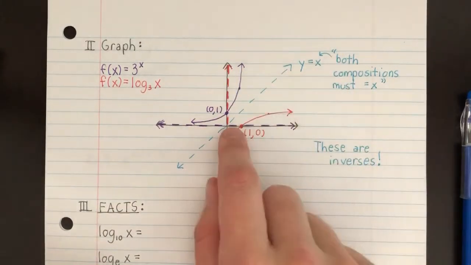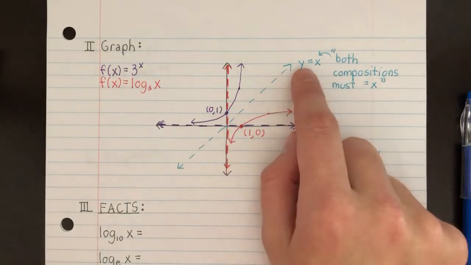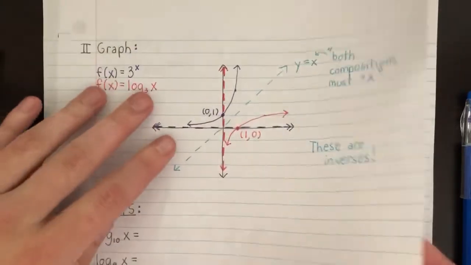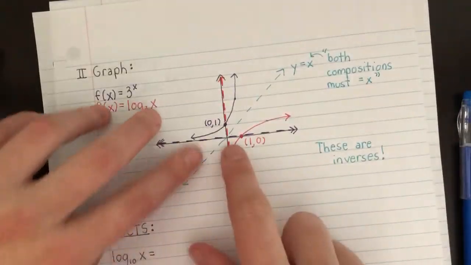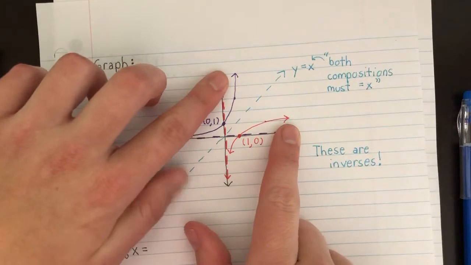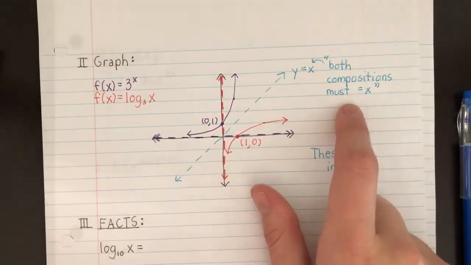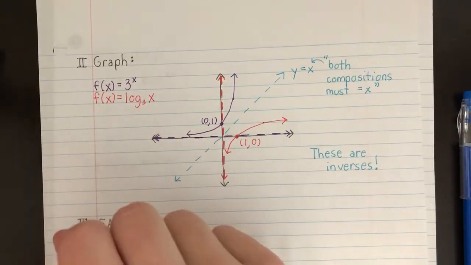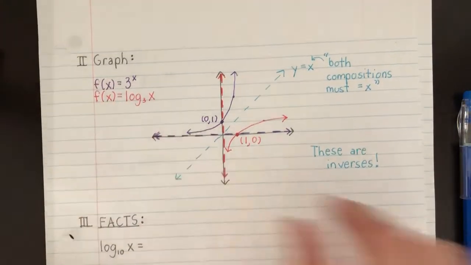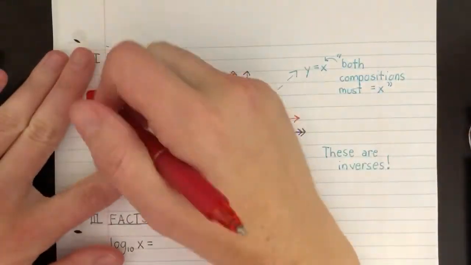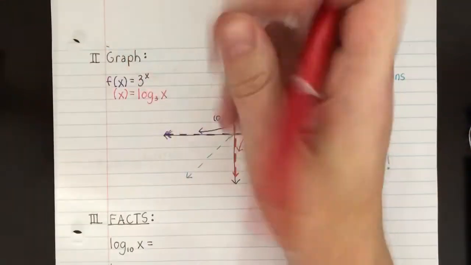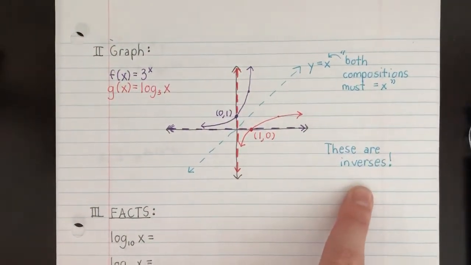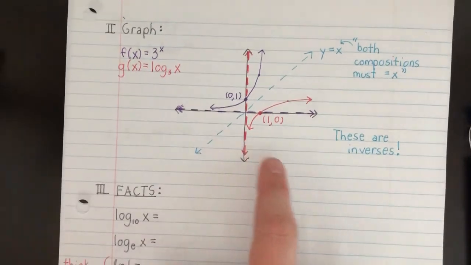So remember that when you graph two inverses on the same graph and you draw in the line y equals x, if you were to fold over that line at y equals x, these graphs would lie on top of each other. Okay, that's because both compositions equal x. If you find f of g of x and g of f of x, they will both equal x. And that reminds me that one of these should be g, so let's fix that. Okay, so these are inverses of each other. Remember looking at the graphs from last year.